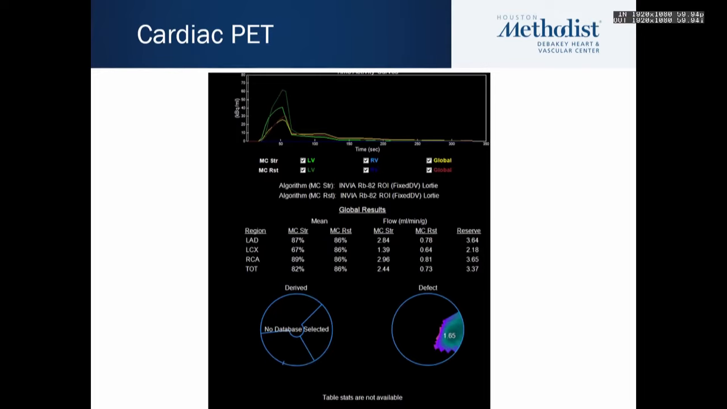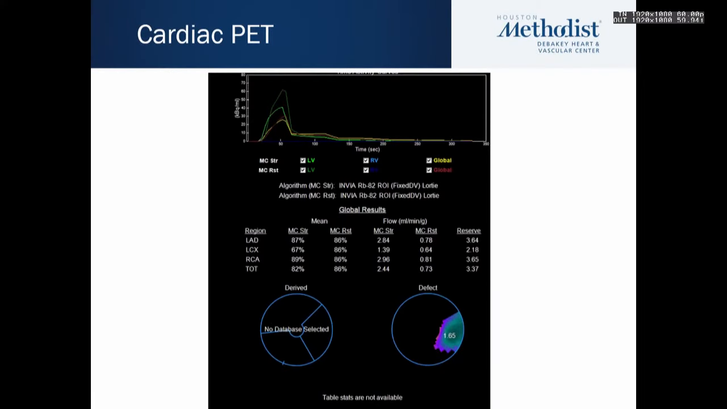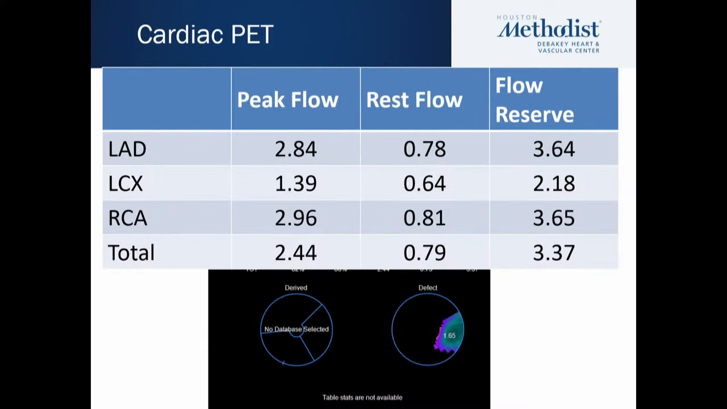Dr. Nabi mentioned the myocardial blood flow. So we do a detailed assessment of the myocardial blood flow in all these cases. And in this case, there was a perfusion defect, as illustrated in the right circle in the lateral segment. And these are the numbers for myocardial blood flow.